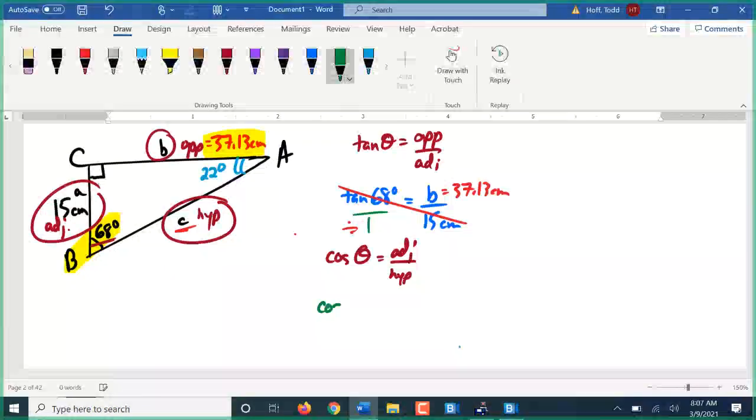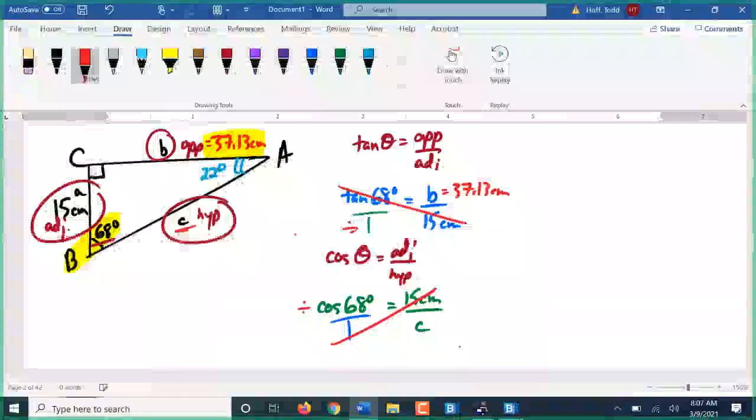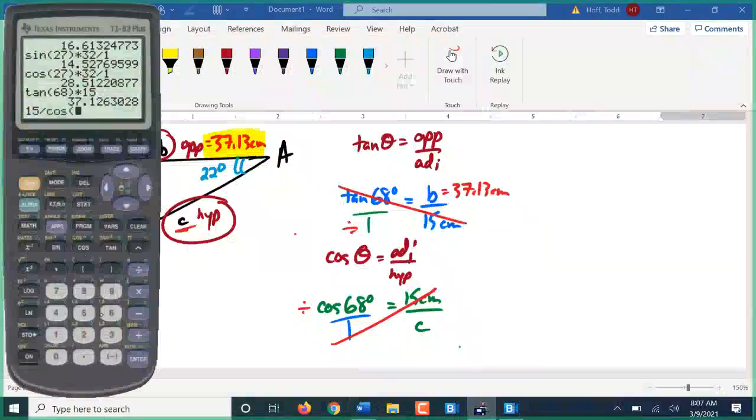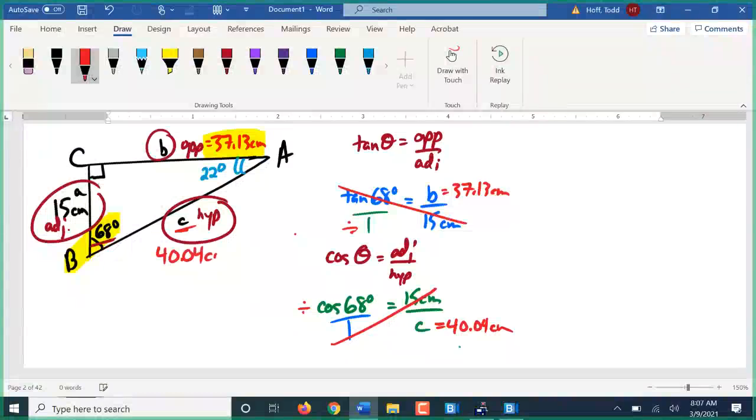So my angle is the 68 degrees. My adjacent side is the 15 centimeters. My hypotenuse is side C. That's what I'm trying to find. So I make it a proportion and I cross multiply and divide. So here's one where that proportion makes it a lot easier because we're solving for something that is on the bottom of a fraction. So this is 1 times 15, which is just 15 centimeters, divided by the cosine of 68 degrees. So divided by a cosine of 68, we get 40.04. So that hypotenuse is 40.04 centimeters.